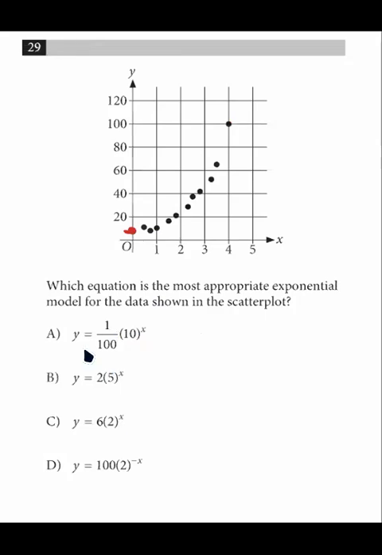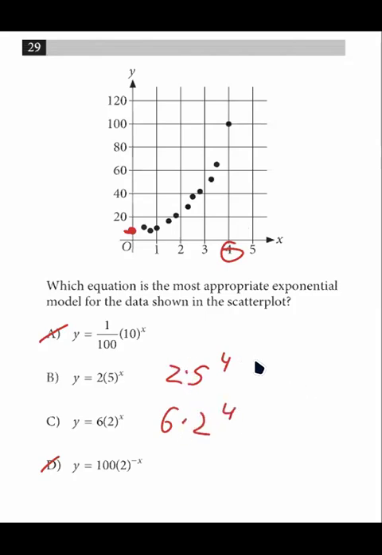So in this case, we have 1 over 100, and that seems really low for this. So it's not A. 2 is plausible, 6 is plausible, and 100 is not plausible. So when x is 0, 2 and 6 seem relatively plausible. And then if we plug in x is 4, we'd have 2 times 5 to the fourth power, and we'd have 6 times 2 to the fourth power.